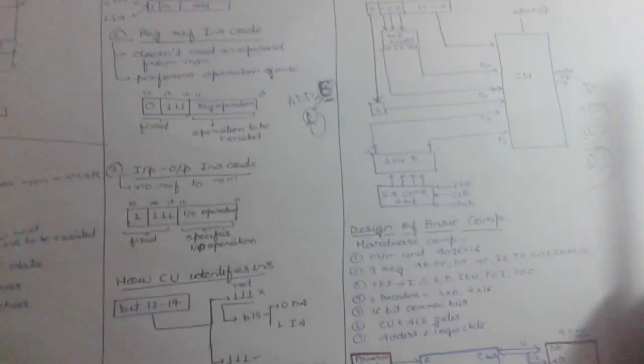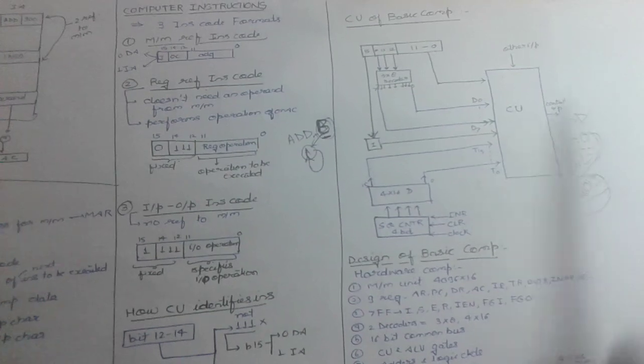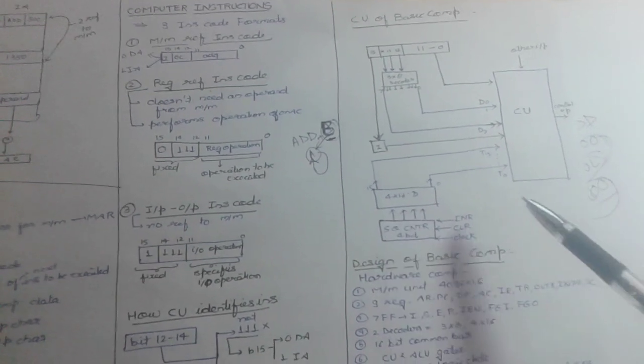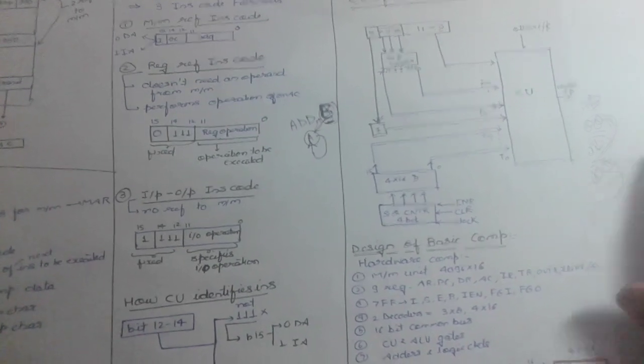So that is all about the basic architecture of a computer. In the next class we will discuss the central processing unit in detail. We will discuss ALU, control unit, stack and other parts.